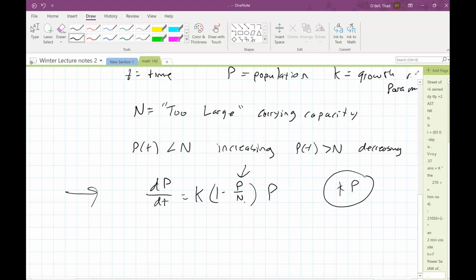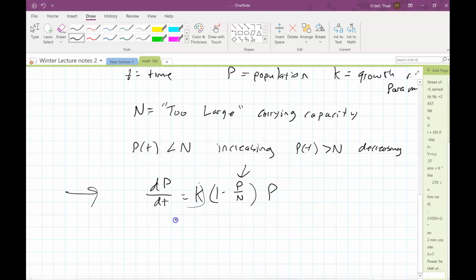But as P grows, this is becoming less than 1. So we're not getting the full growth capacity, because we're multiplying k times some number less than 1. And when P equals N, when the population gets to the carrying capacity, we end up with 1 minus 1, which is 0, and the population stops growing. So this takes care of that issue. Now, if P was greater than N, then we'd have 1 minus a number bigger than 1, so it'd be negative. That turns our k negative and makes the growth rate negative. So it does what we wanted it to do.